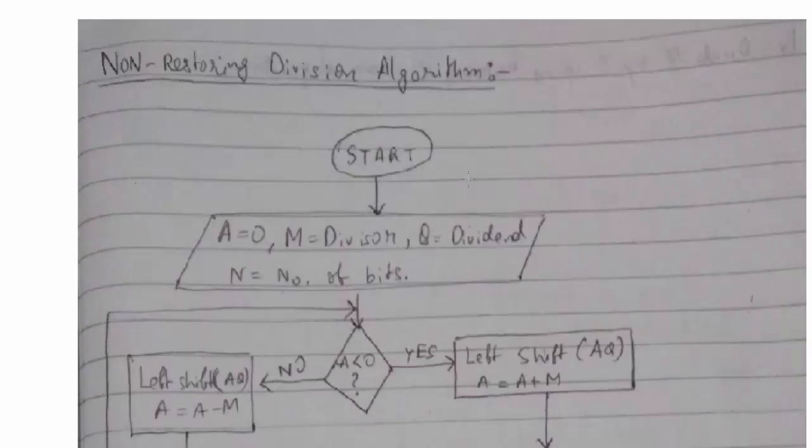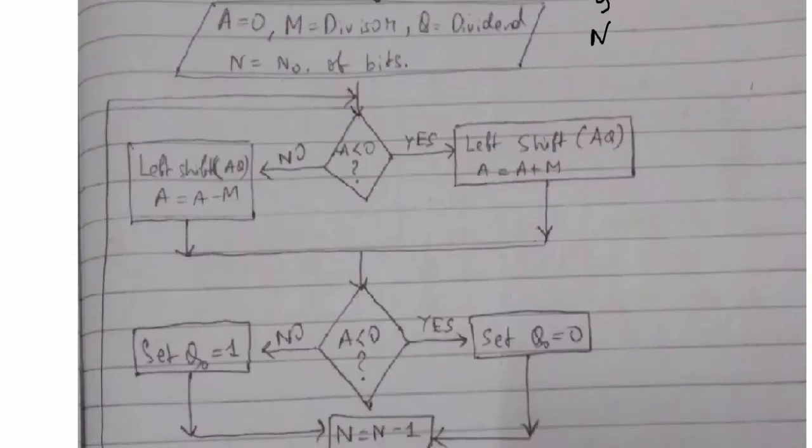So we'll start and we'll use four things. A is the accumulator, M is the divisor, Q is the dividend, and N is the number of bits. After that we'll check the sign of A. If A is less than 0, that is, if A is negative, then do the left shift of AQ and perform A equals A plus M. Or if not, then do the left shift, which is mandatory, and do A equals A minus M.